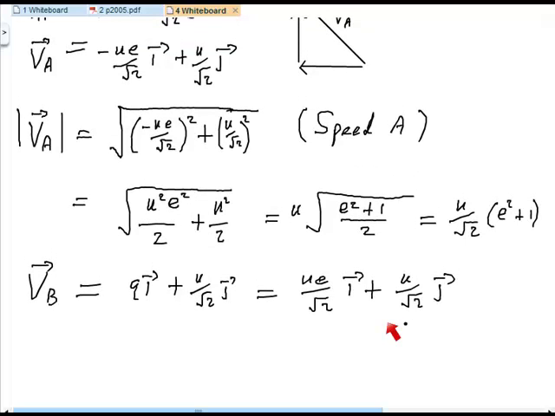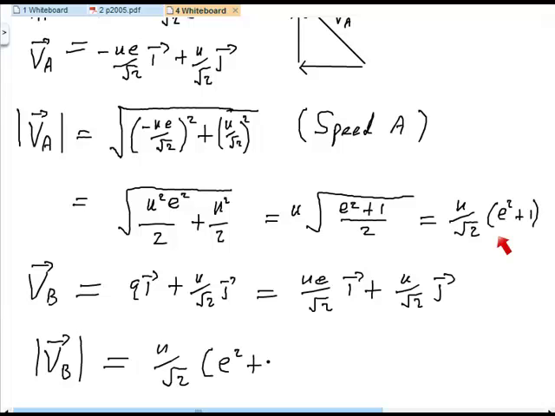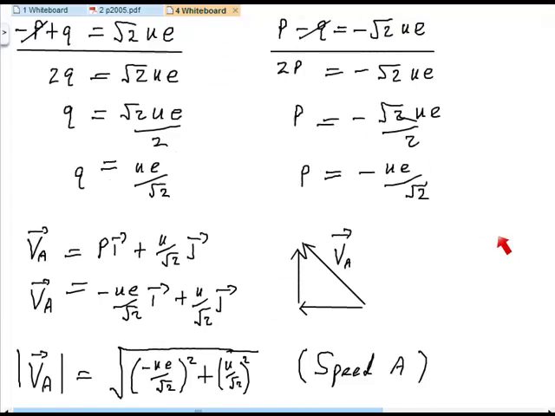Now just by comparing VB with VA up here, you'll see the symmetry. The magnitude is the same of the I component, and the J component is just the sign. So the speed is going to be the same. So just by symmetry, we can say that the speed of B is the same afterwards. So the magnitude of VB, we don't have to work it out again, is the same as A, which is U over root 2 into the square root of E squared plus 1. Okay, so that's the two speeds that we were asked for in part I of the question. So just to label that.